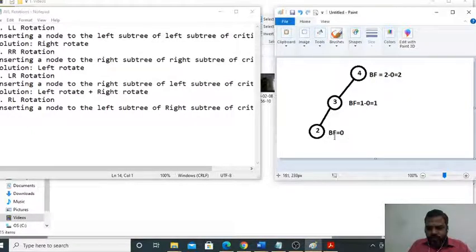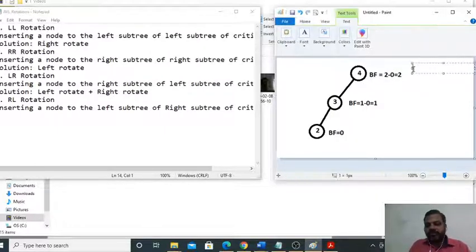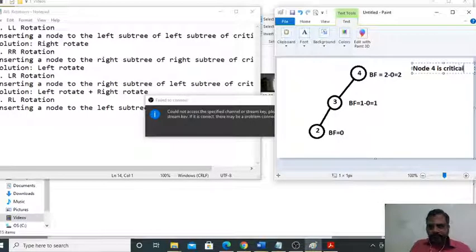So in the case of node 2, it is not a problem, the balancing factor is 0. In the case of node 3, again there is no problem because the balancing factor is 1. But in the case of 4, the balancing factor is 2. Now this 4 is called a critical node. Node 4 is the critical node. Critical node means the node which has the imbalance factor.